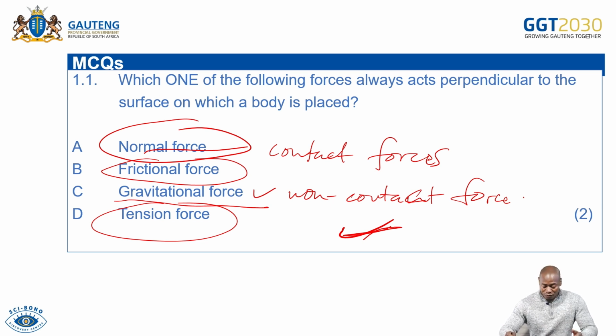So which one of the following forces always acts perpendicular to the surface on which a body is placed? So here it will be the normal force. All right. So the correct option here will be the normal force. It can't be frictional force, because frictional force always acts parallel to the surface. It can't be the gravitational force, because the gravitational force is always acting downwards, right? Okay. So then it can't be the tension force.